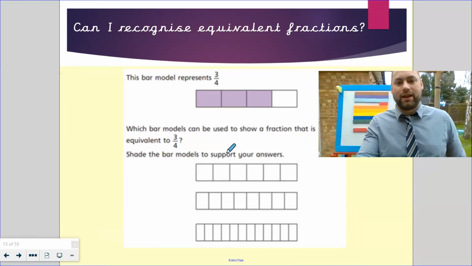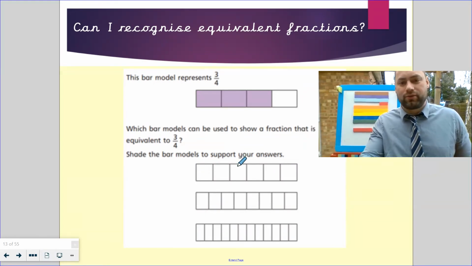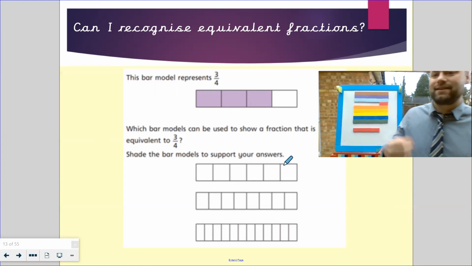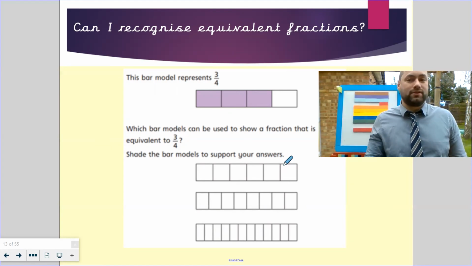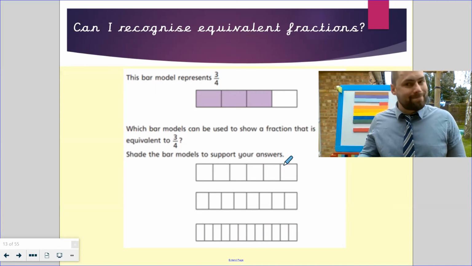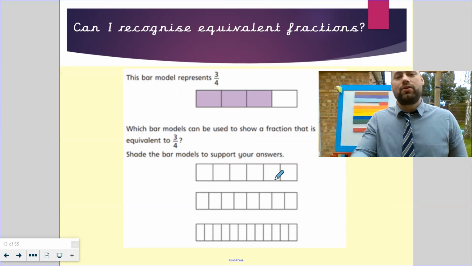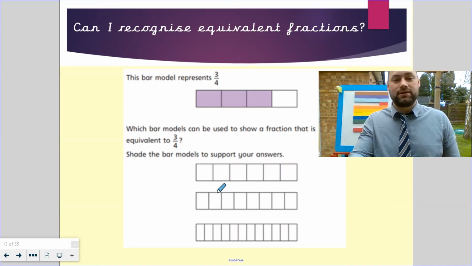Now let's have a look here. We've got 1, 2, 3, 4, 5, 6. We have 6 numbers there. Can we divide 6 into quarters to begin with? No, we can't. So unfortunately, this bar model, we won't be able to show 3/4. We can show a half, but we can't show 3/4.